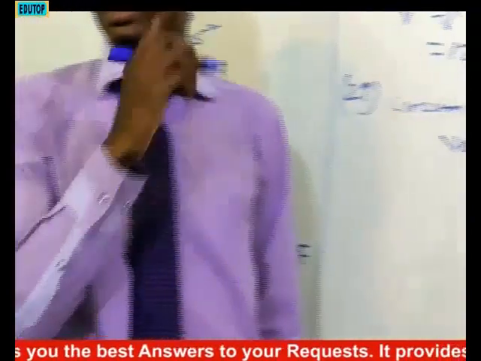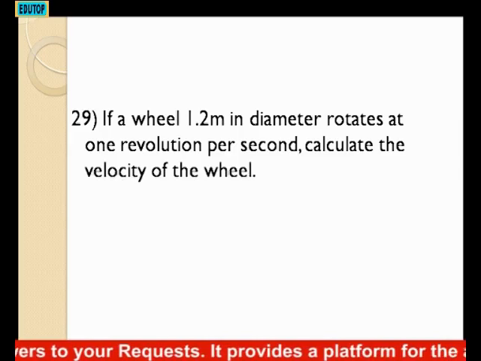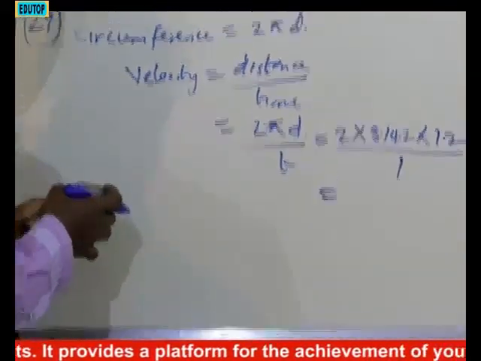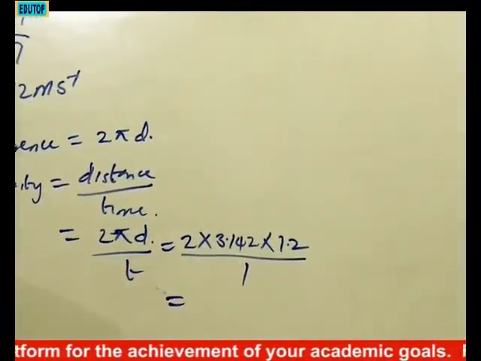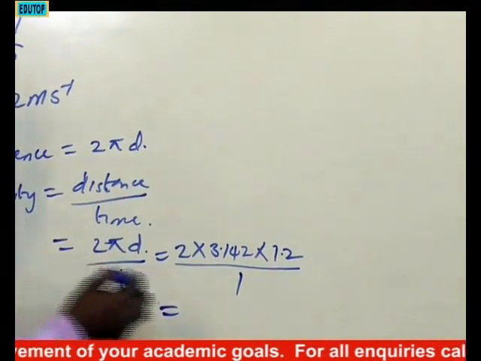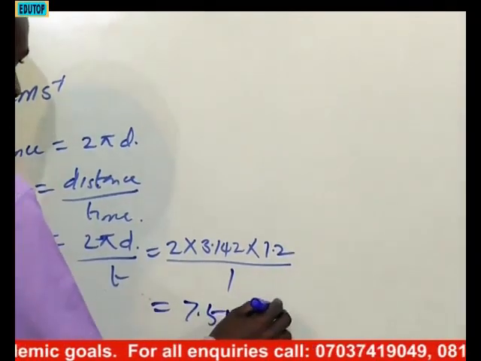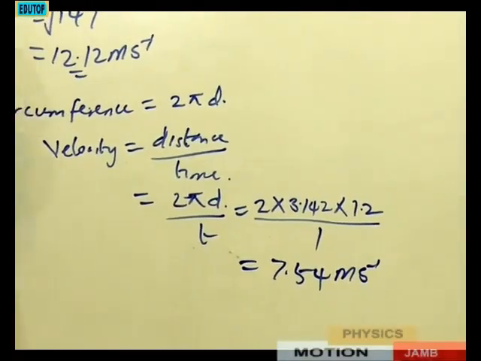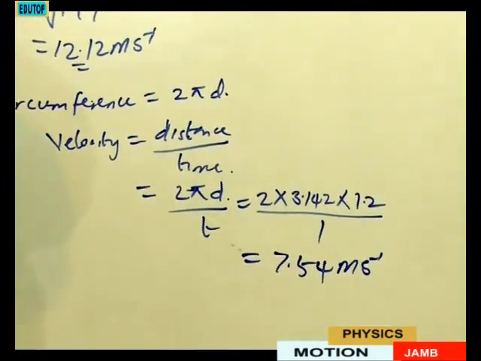But if you look at this, it says per second. Per second means 1 second. Calculate this one now with our calculator. We are going to see that's 3.142 times 1.2. Everything together gives us 3.77 in meter per second. In meter per second. And that is the answer to question number 29.